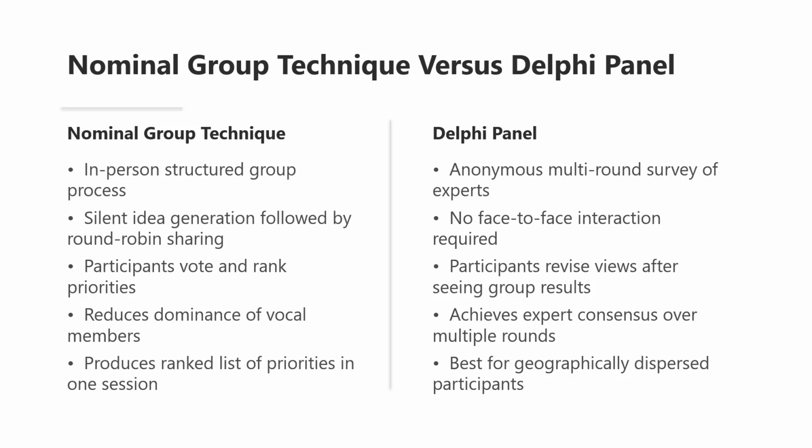The Delphi method is ideal when your experts are geographically dispersed, when anonymity is important to reduce the influence of authority figures, or when you need consensus from specialists who might be reluctant to disagree openly in person. For the exam, here is the key distinction I want you to lock in. NGT is face-to-face with structured voting in one session, while Delphi is anonymous, multi-round, and conducted remotely. If you remember that, you will be in great shape.